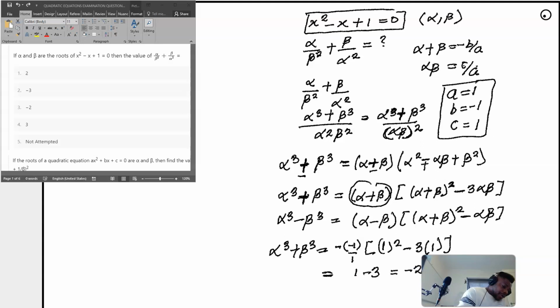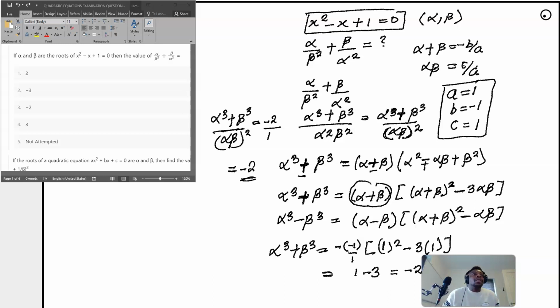But in our question, we are looking for alpha cubed plus beta cubed over alpha beta all squared. So alpha cubed plus beta cubed is already minus 2, which is what we got, divided by alpha beta squared, where alpha beta is c over a, which is 1. So 1 squared is 1, and minus 2 divided by 1 is minus 2. So our option is option 3, which is minus 2.